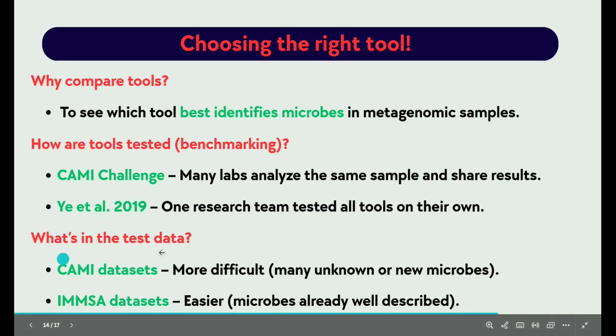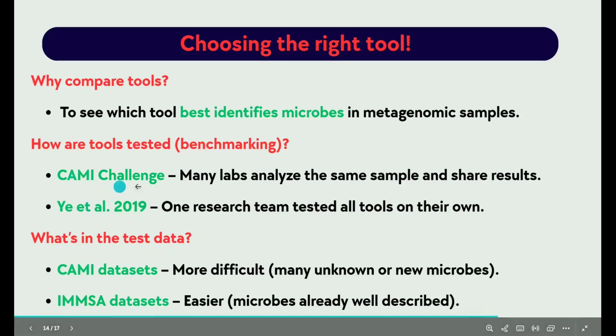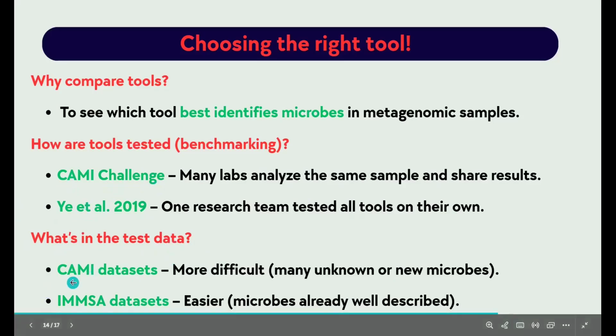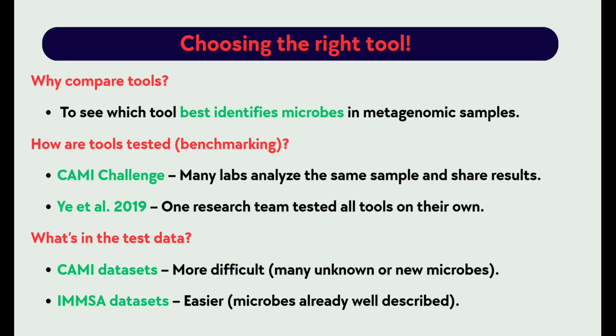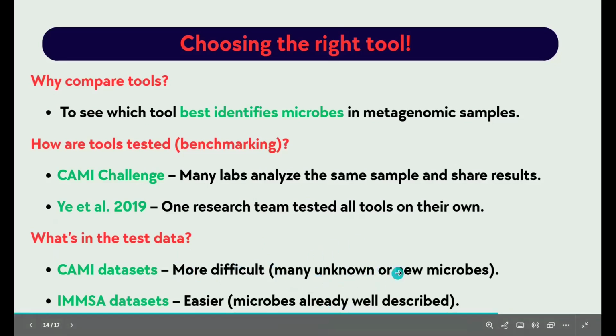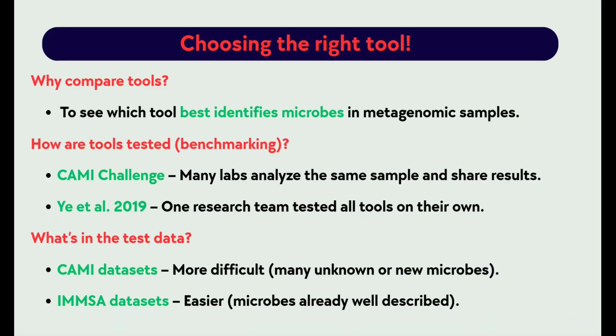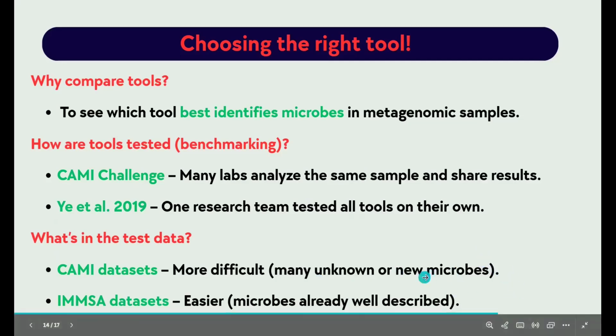What is in the test data? For the CAMI challenge, they have used the CAMI datasets. CAMI datasets are more difficult, as only 30 to 40% of the reads are from known microbes. The rest are unknown or belong to new microbes. So it's kind of a harder test.